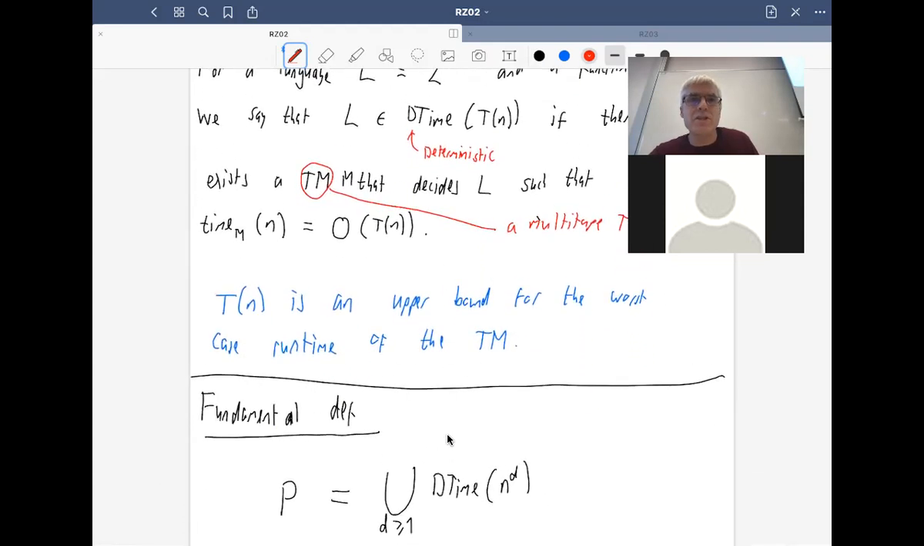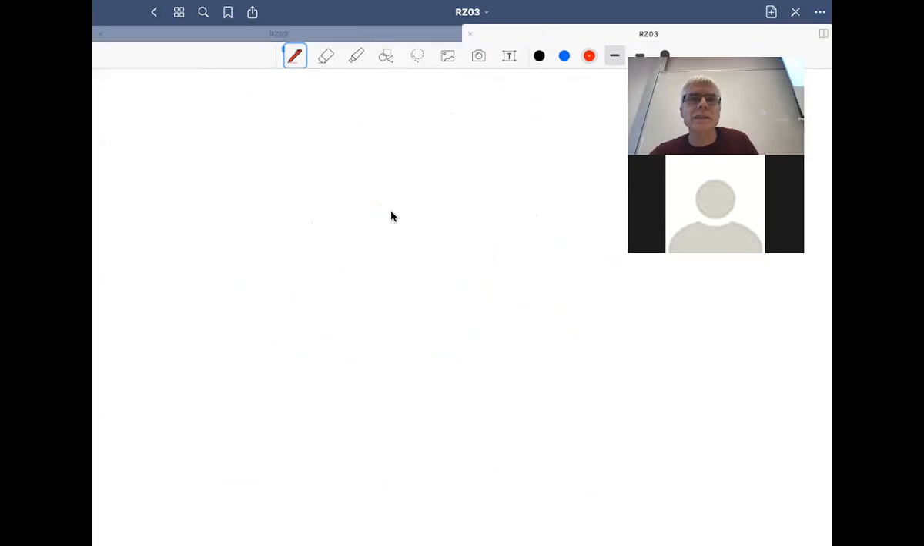Okay, so that was last week's lecture, and now having corrected the definition, let's go on to lecture 3. Today's lecture is going to be about a slight modification of the model that's not equivalent to what we had last week, which is non-deterministic Turing machines.